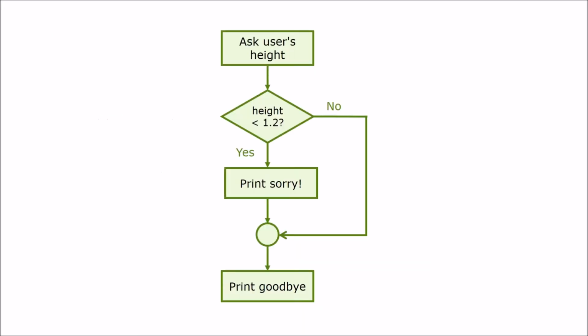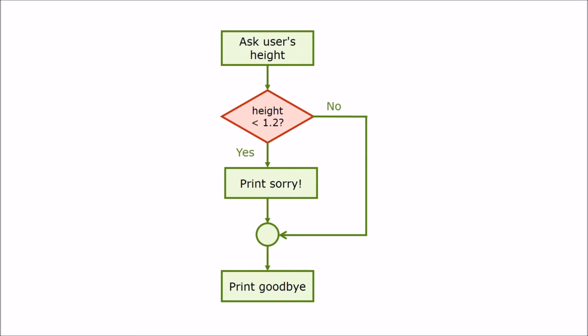Another way to look at this is as a simple flowchart. Here it is. The flow doesn't include every single line of code, just the main stages. First we ask the user's height. Next we check the height value. The triangle is a flowchart decision block. The flow will follow one of two paths after this block.